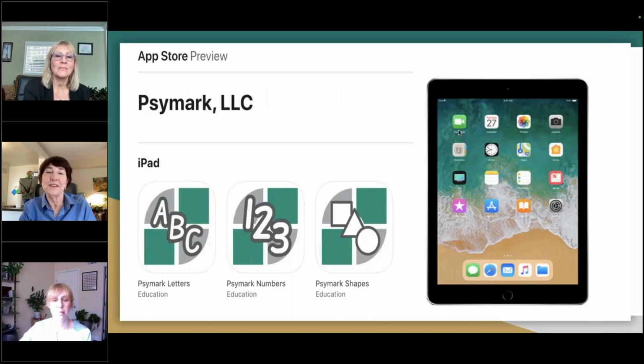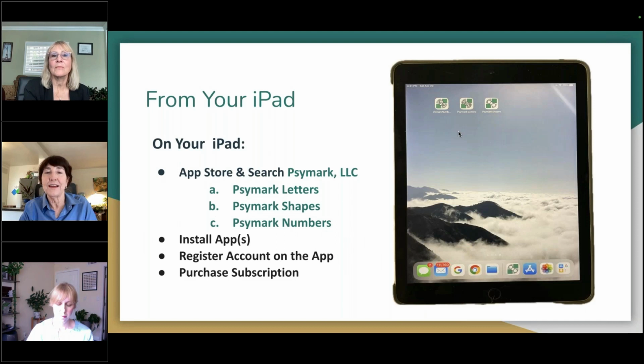So here it is. Here is what the apps look like, letters, numbers, and shapes. And if you didn't get that QR code, you can just look it up on the Apple App Store. Psymark LLC will lead you to all 3. This is what it looks like on your iPad, all 3 of them. You can install the apps, and then you can register. All you need to register is to put in your email address and then put in your password, and you are ready to go. So once you register on one of the tests, you are registered on all 3. So you don't need to re-register and start over. It's all done for you. So if you start with letters, you register there, you are set to go on shapes and numbers as well.